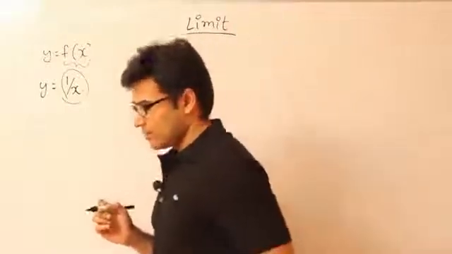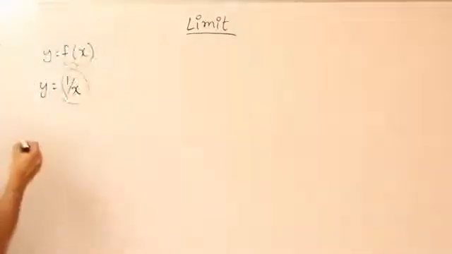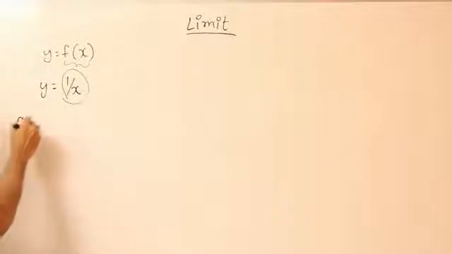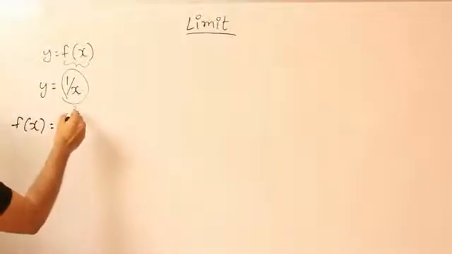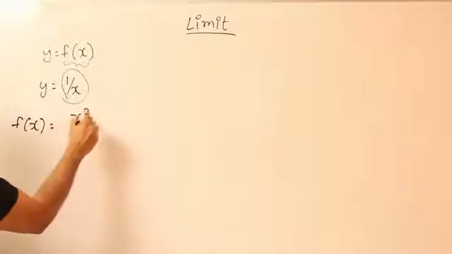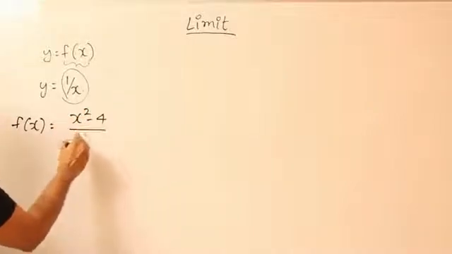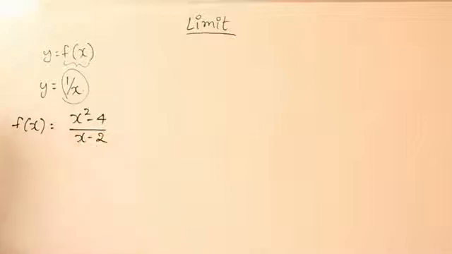I'll quickly take an example, then you'll understand it better. Let us say I have f of x as x square minus 4 divided by x minus 2. Now clearly if you observe it, we cannot define the value at x equal to 2. If you try to substitute x equal to 2 here, it is going to be in 0 by 0 form.